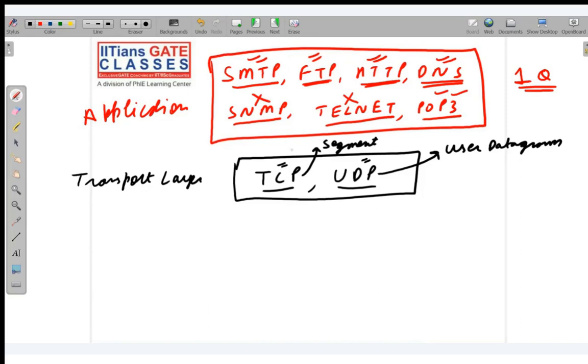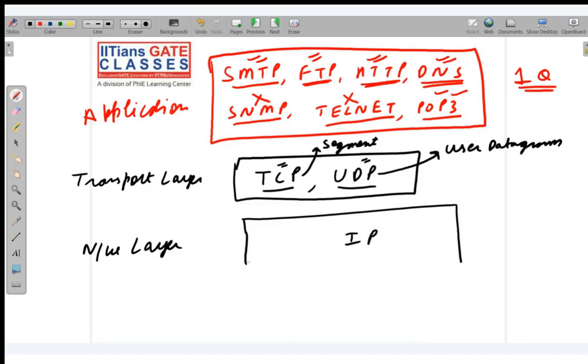Next is the network layer. Below that we have the network layer. In the network layer, we have IP, the Internet Protocol. IP is the main protocol which is working at the network layer.